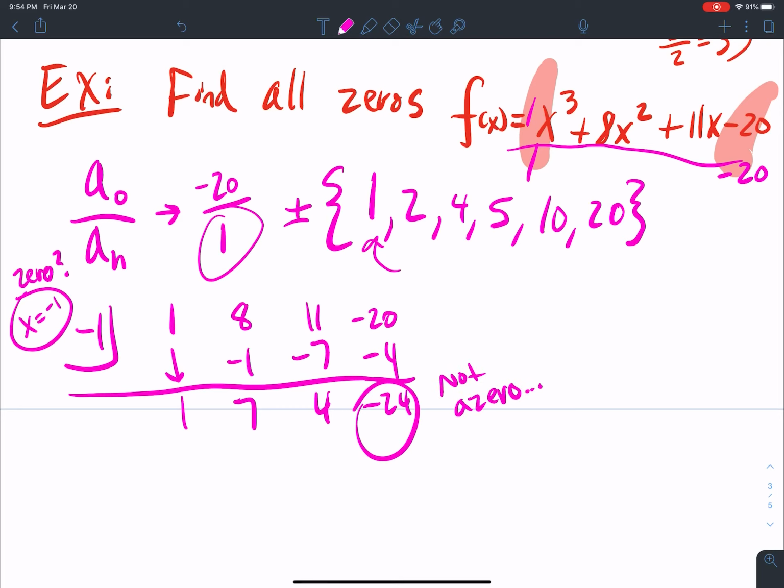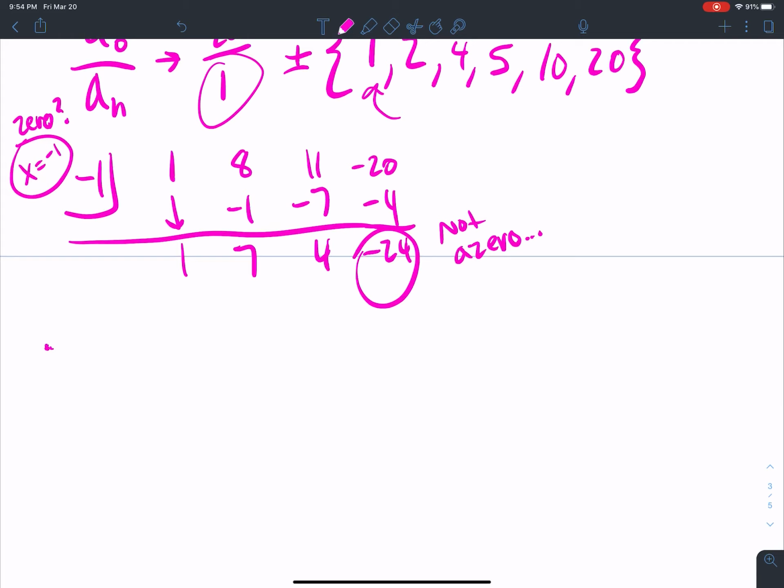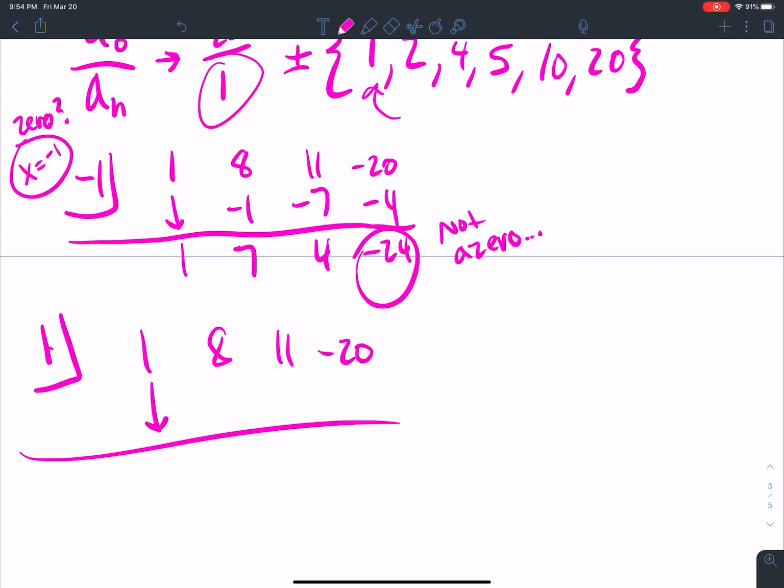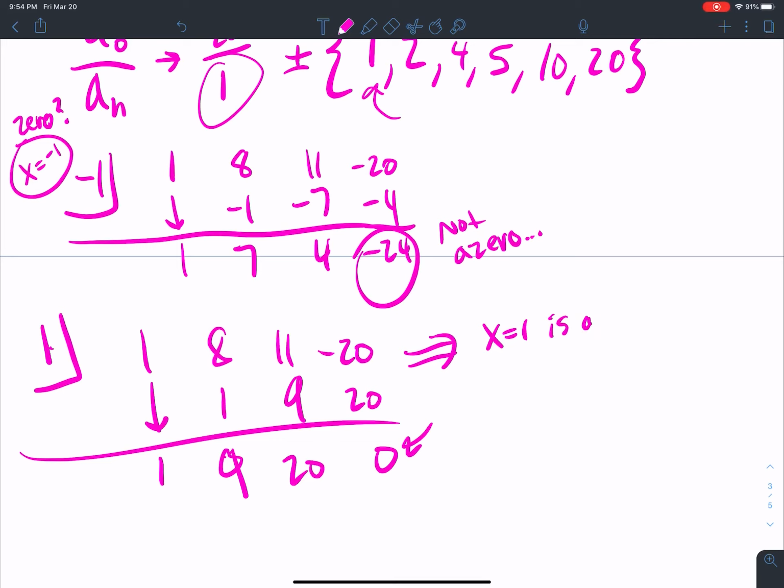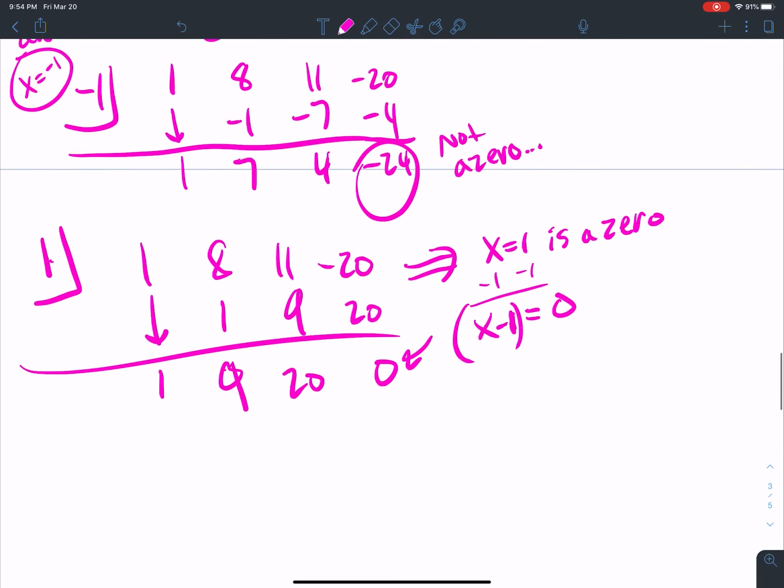So you see how to run through this. So I tried -1, let's try 1. So 1, 8, 11, and -20. Drop the 1 down. I get 1 times 1 is 1. 1 plus 8 is 9. Multiply by 1. Get 20. Multiply. And guess what? That gets me a 0. So that tells me that x equals 1 is a 0. If I subtract 1 from both sides, I have 0 equals x minus 1. That tells me x minus 1 is a factor.